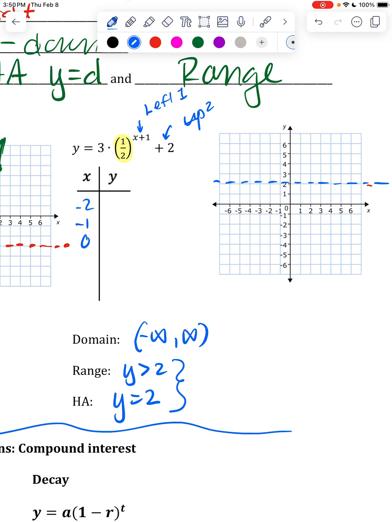So if I'm going to put a couple numbers in to kind of see where I'm at, I'm going to have my 3, and then I'm going to have my 1/2, and that's going to be raised to a power. And again, put the power in parentheses if you need to, so your calculator knows that that whole thing is in the power. Sorry, I'm still trying to put it into my calculator. And I have my +2 at the end. Sorry about that.